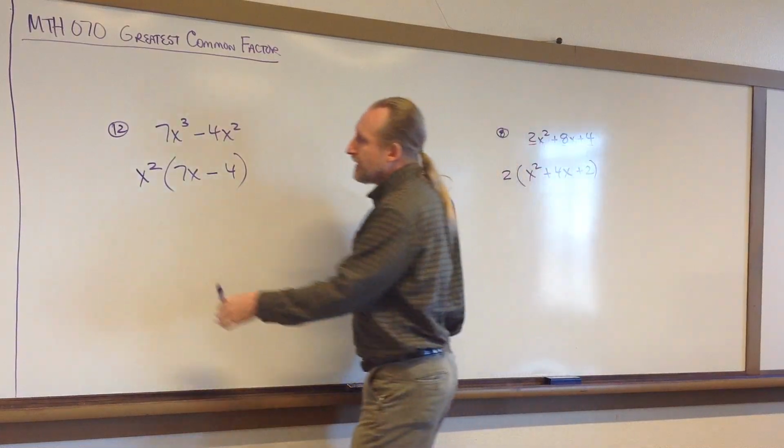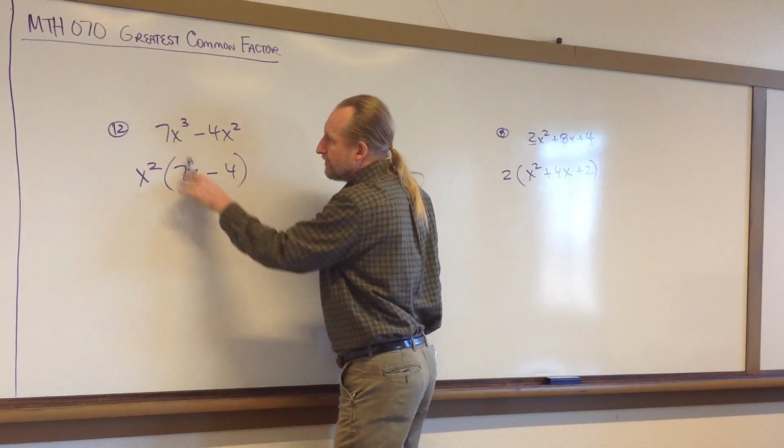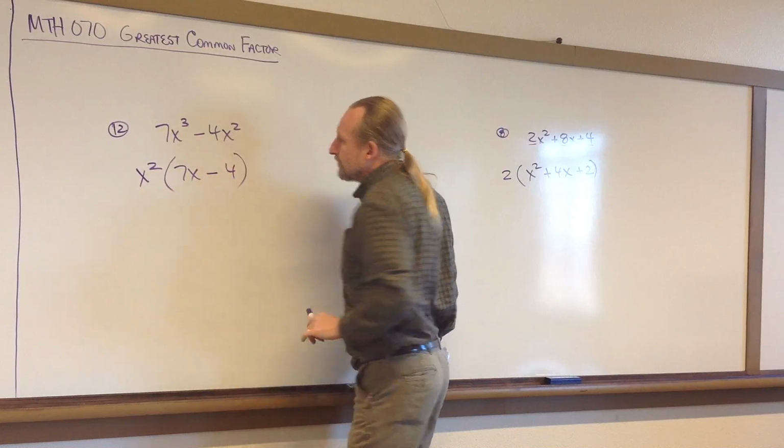And again, we can check it by multiplying back through. There's our 7x to the third. There's the minus 4x squared.